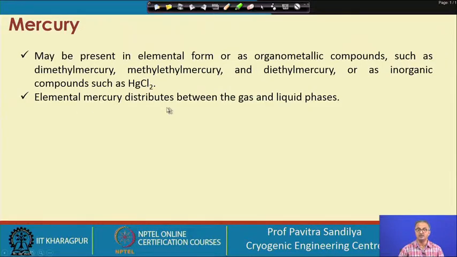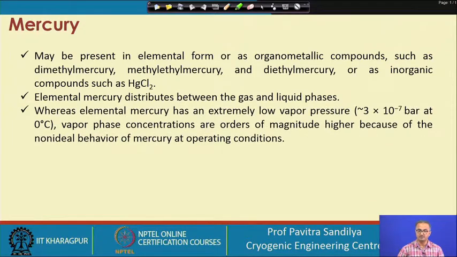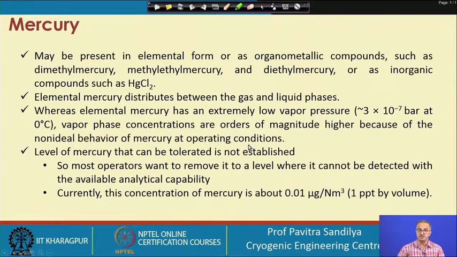Now, elemental mercury distributes itself between both the gas and the liquid. Mercury has a very low vapor pressure, about 3 times 10 to the minus 7 bar at 0 degree centigrade, but vapor phase concentrations are orders of magnitude higher because of the non-ideal behavior of mercury at operating conditions. So at 0 degrees it has a very low vapor pressure, but at operating conditions, which are at a very high temperature, the vapor pressure is quite substantial. So it needs to be removed.